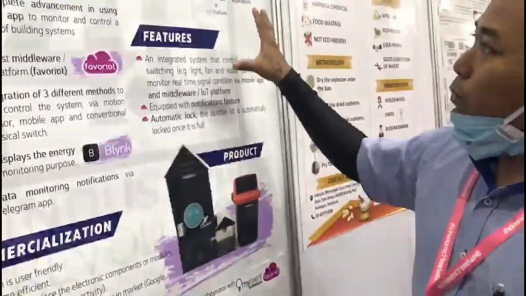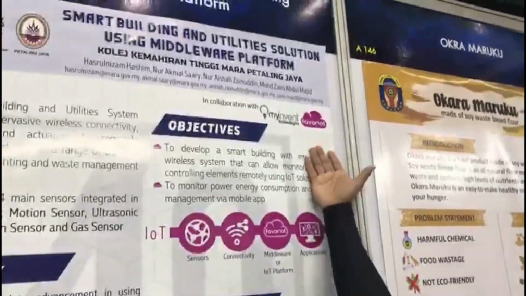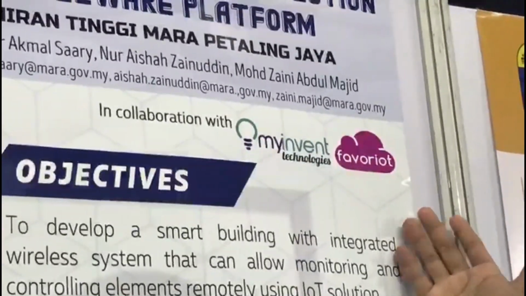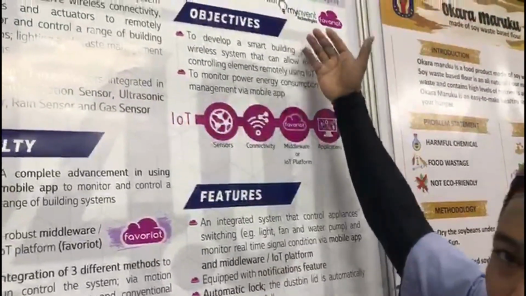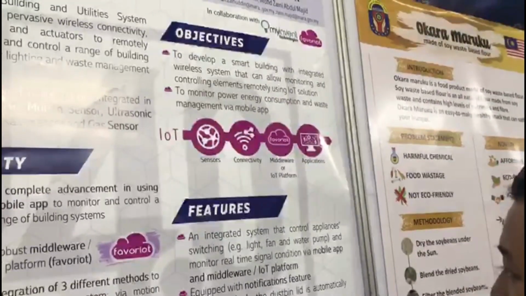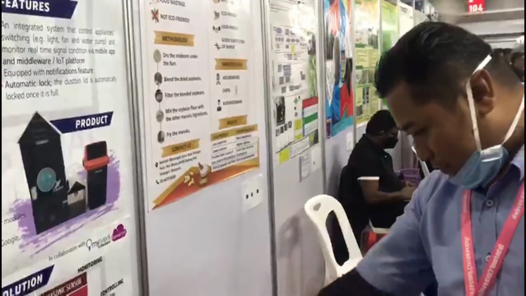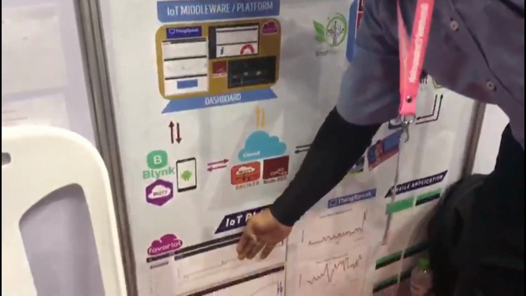From here we collaborate with two companies from local Malaysia, which are MyInvent and Favoriot. We are using the Favoriot middleware IoT platform, and we are also using a training kit from MyInvent to develop our applications. So here is our project, and also the result of our project using Favoriot.